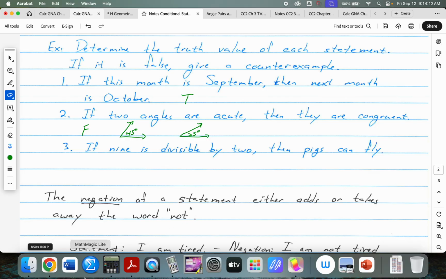A counterexample is a concrete example. Sometimes students on counterexamples want to try and explain how it could happen. No, give a specific example.